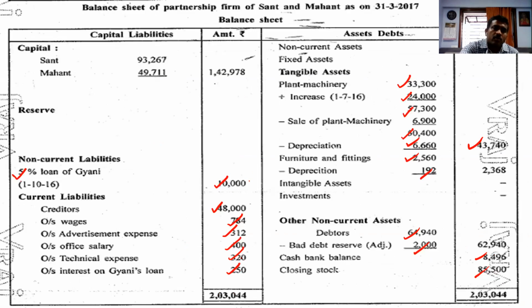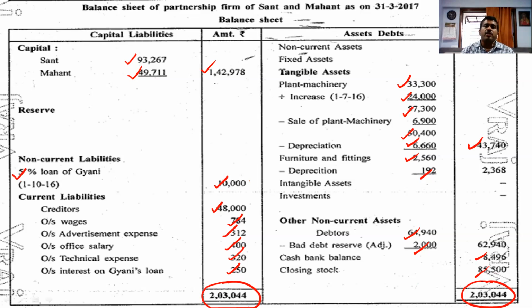And then we have to go to the balance sheet. 93,267 and 49,711, so the total comes to 142,978. Now make the total of the balance sheet. Done. If you do the total, we get this answer, 203,044.